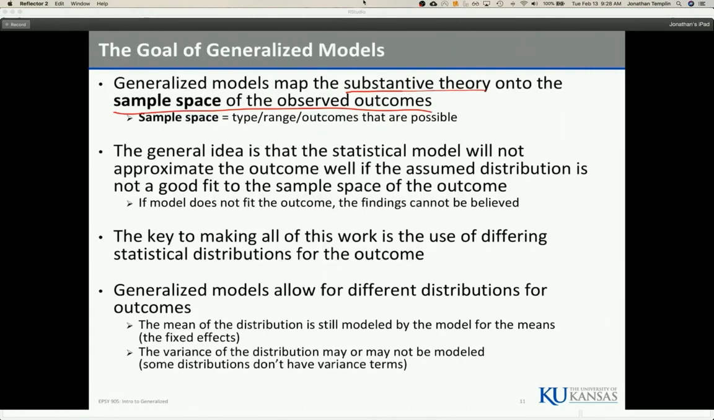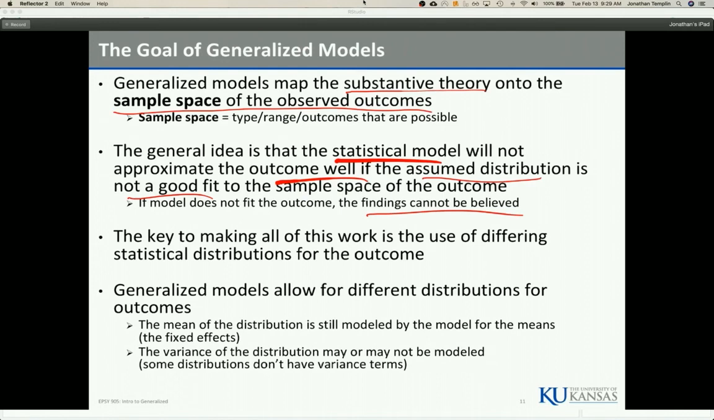So why we do this is because the statistical model will not approximate the outcome well if the assumed distribution is not a good fit for the space of the outcome. Right? If you don't have a model that really is a decent fit to the outcome, you cannot believe the results that come from the computer. And in big picture cases, this binary distribution is one of the big ones. You can't use a linear regression to predict a binary variable. It just doesn't fit the space of the outcome.